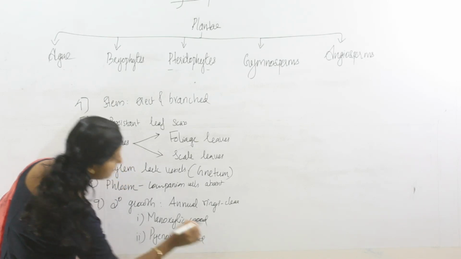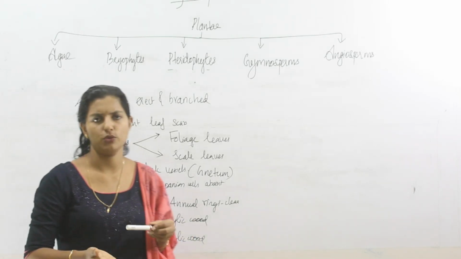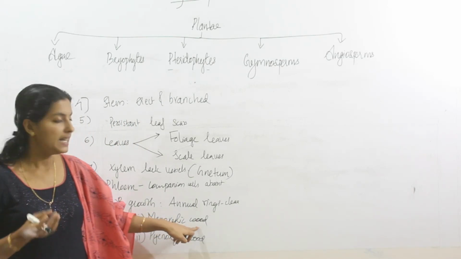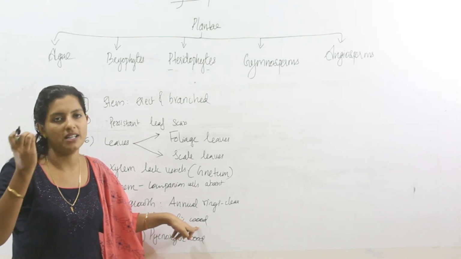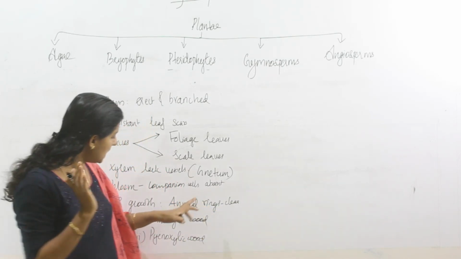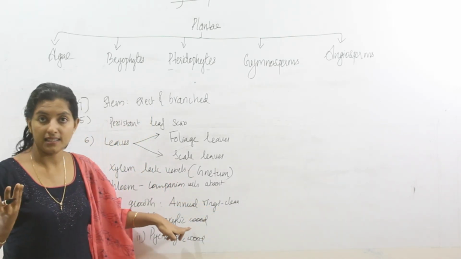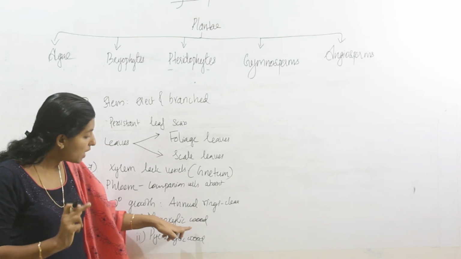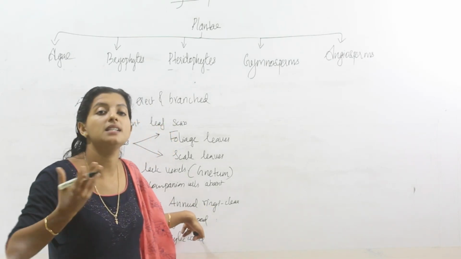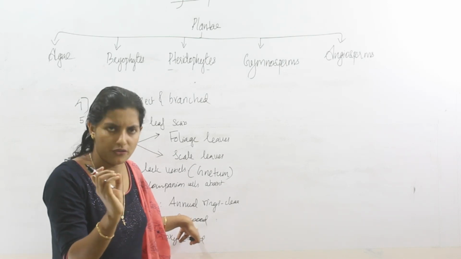Monoxylic wood and pycnoxylic wood. What is monoxylic wood and what is pycnoxylic wood? Monoxylic wood means they are the soft and porous and less durable or non-durable wood. That means wood means they are the xylem. In monoxylic wood, the amount of parenchyma is more, so they are soft.